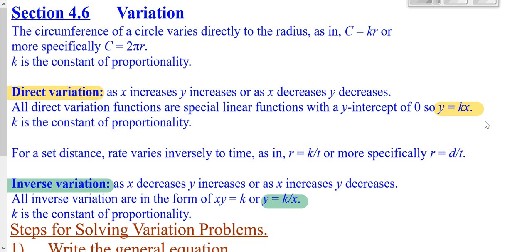Inverse variation is actually a special rational function. It's a rational function in which your x and y axes are your vertical and horizontal asymptotes. Inverse variations are y is equal to your k, your constant of variation, divided by x.